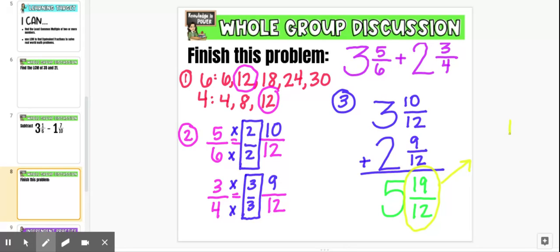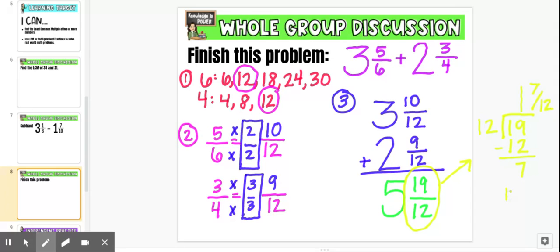So I'm going to convert this improper fraction to a mixed number. One way to do that would be to divide. 12 goes into 19 one time. 1 times 12 is 12. Subtract, you get 7. This becomes your new numerator, and your denominator stays the same.